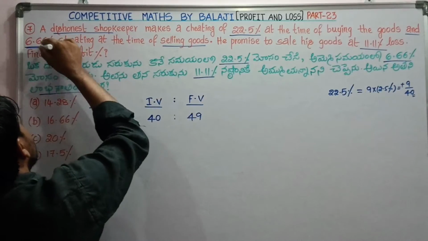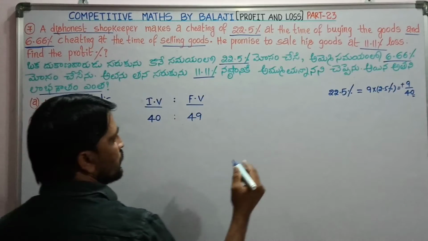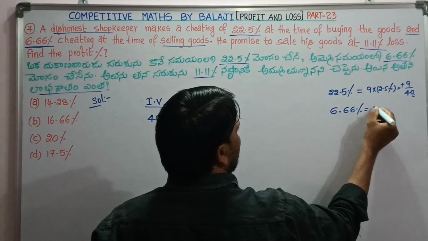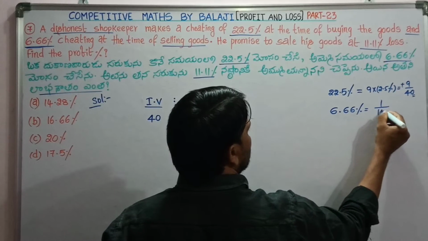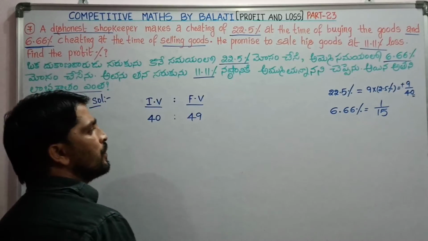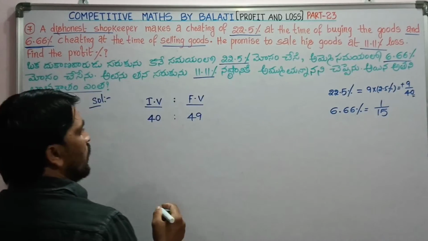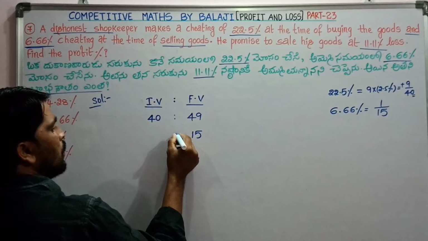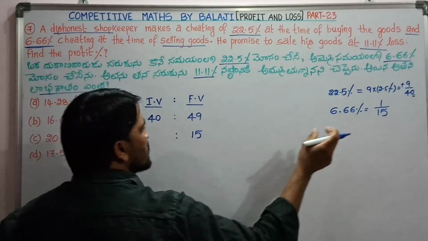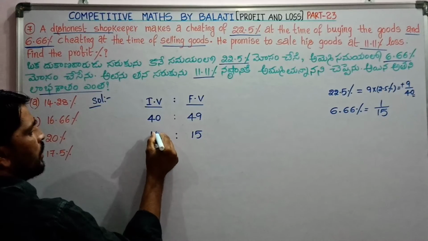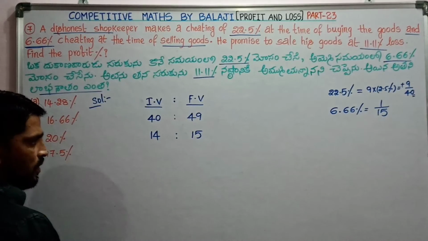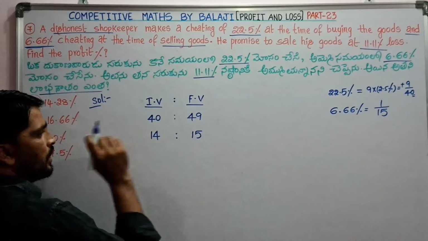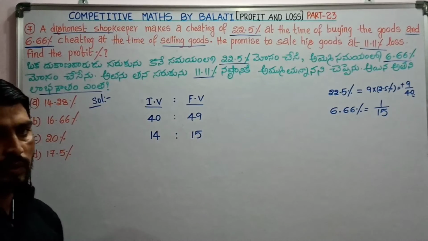And 6.66% cheating at the time of selling goods. The fraction value is 1 by 15. Since he has to sell 15 kgs of goods, but at the time of selling goods he gives only 14 kgs of goods. And we know that the lesser value is always the initial value and the final value is always the greater value in cheating.